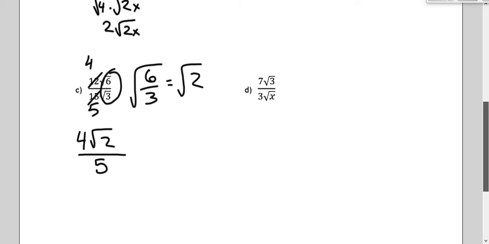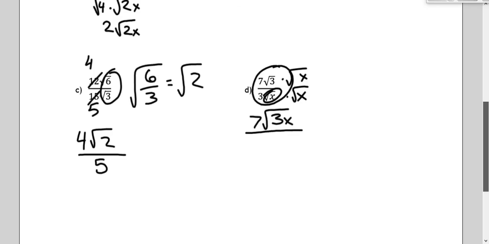Okay, with this one, we can't divide any further, so that means we need to simplify the denominator. So that leaves us with 7 root 3x all over 3x. So it's always making sure that we have it in simplest form. Now, that is when we are dealing with easy stuff in the denominator.